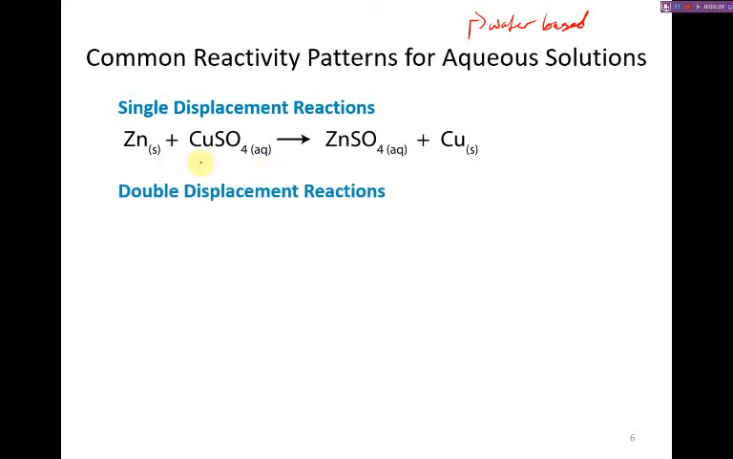We also have double displacement reactions. To understand where these terms come from, think of this like you've got a pair. You have A and then B attached to C, and now you have A attached to C plus B.